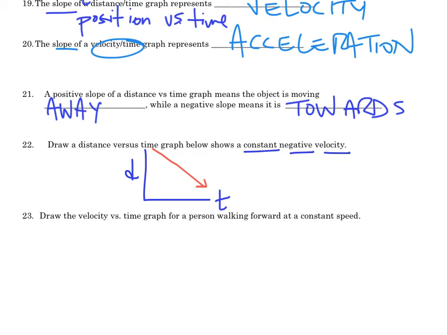Here I want to draw a velocity versus time graph walking forward at a constant speed. So I'm going to set up my y and my x. This is velocity. This is time. If it's walking forward, I know it's going to have a positive slope in my position versus time graph, which puts me in quadrant 1. And it's at a constant speed, so it's going to be a straight horizontal line, just like this. This is in a velocity versus time graph.